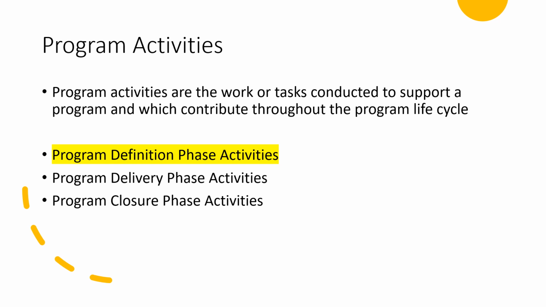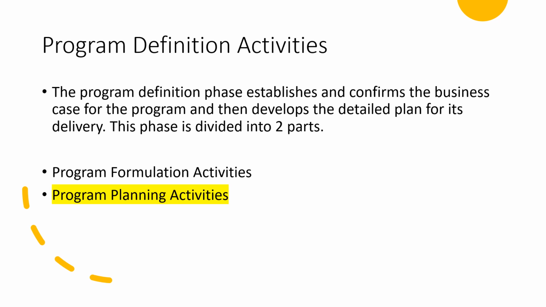Program activities is the last component of the standard of program management. Program activities are the work or the tasks conducted to support a program, and which contribute throughout the program lifecycle. Program activities are categorized into three areas: program definition phase activities, program delivery phase activities, and program closure phase activities. So currently we are discussing program definition phase activities.